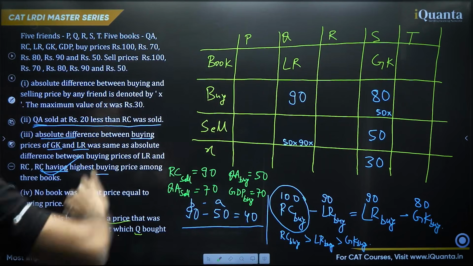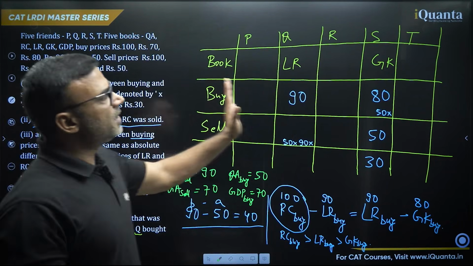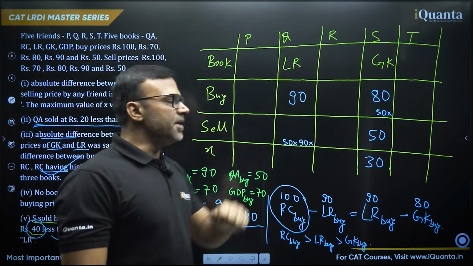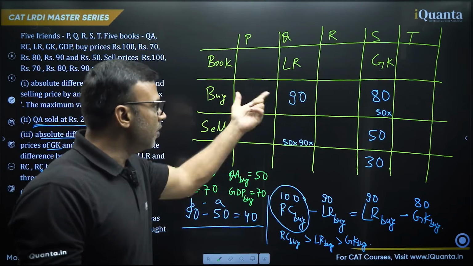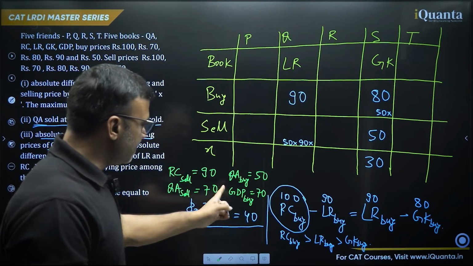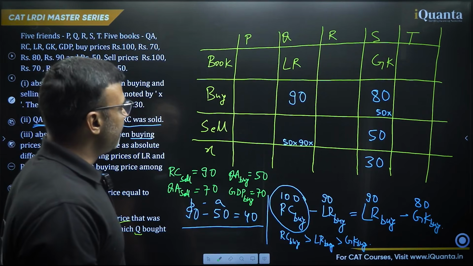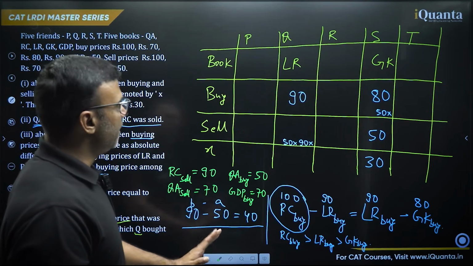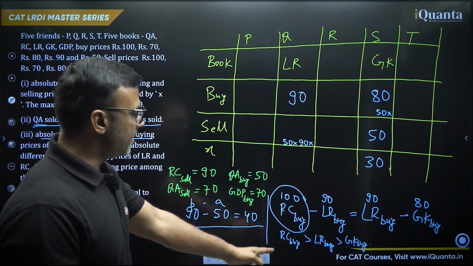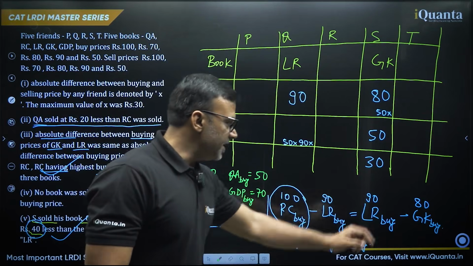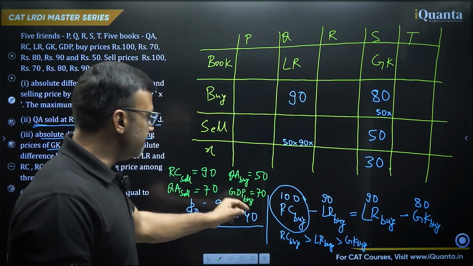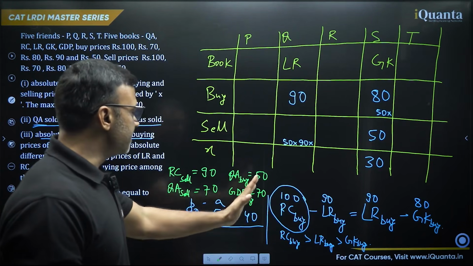Maybe we were not able to fill the table because we took the header as the name of the person, so we cannot clarify who has done it. But we have the buying prices very clearly mentioned: RC is 100, LR is 90, GK is 80, GDP is 70, QA is 50. Buying prices are very clear.